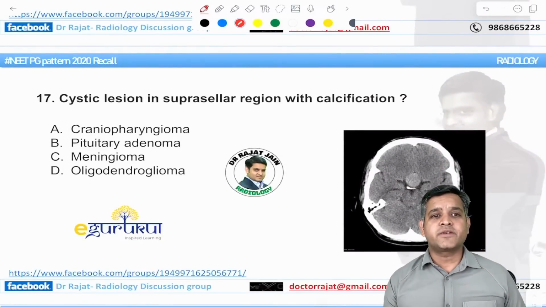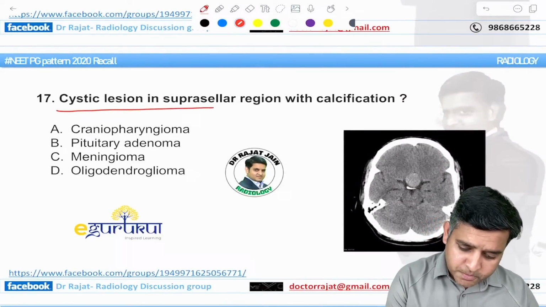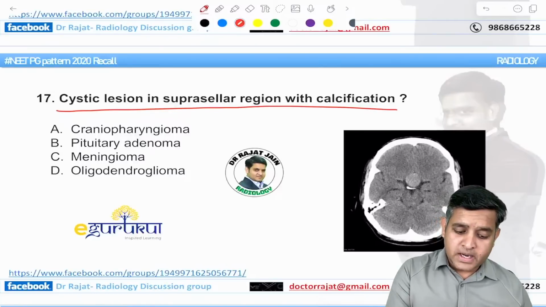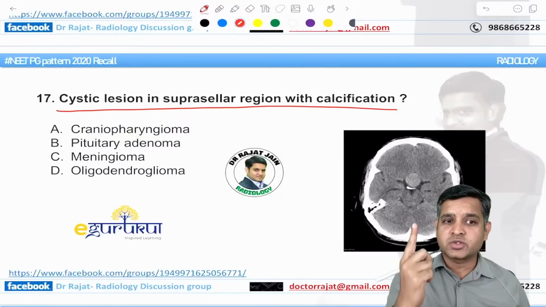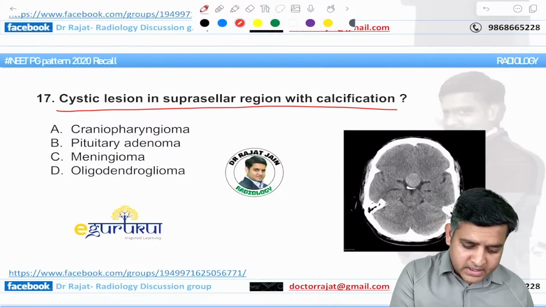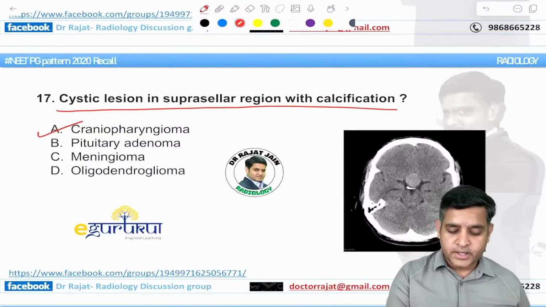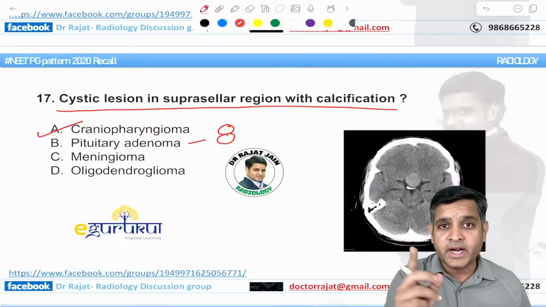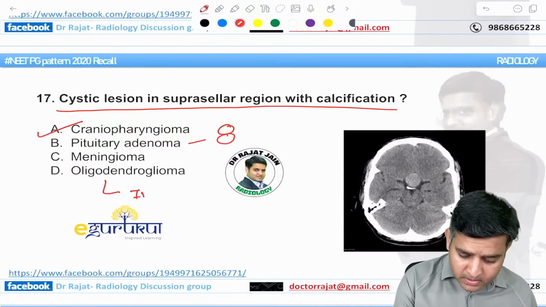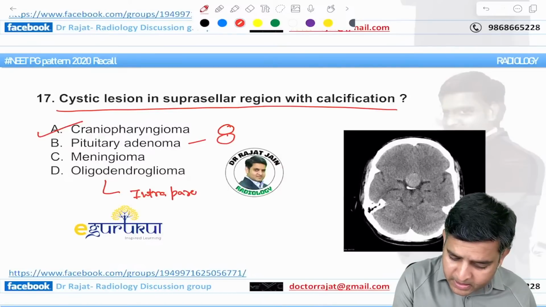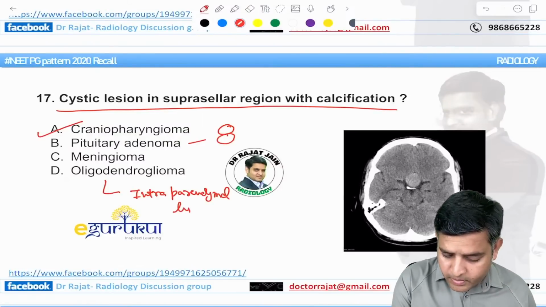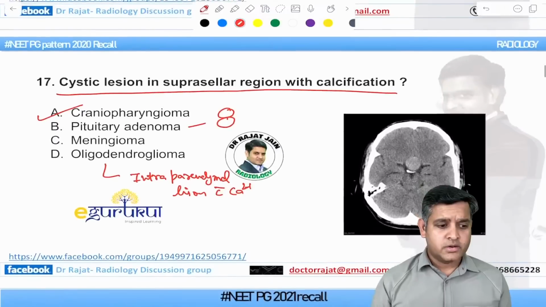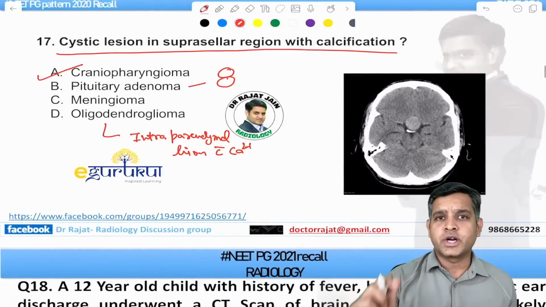Alright. Question number 17. Cystic lesion in the suprasellar region with calcification. Remember some salient features of the tumor. Suprasellar lesion with calcification: there is only one answer. What is that? Craniopharyngioma. Figure of 8 appearance in the sellar and suprasellar region is pituitary adenoma. Intraparenchymal lesion with calcification is oligodendroglioma.